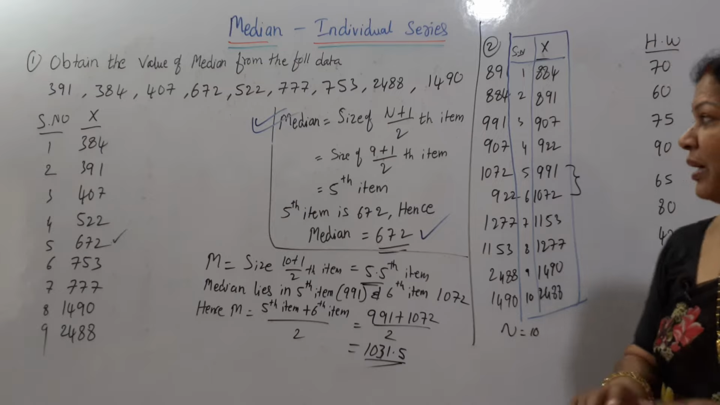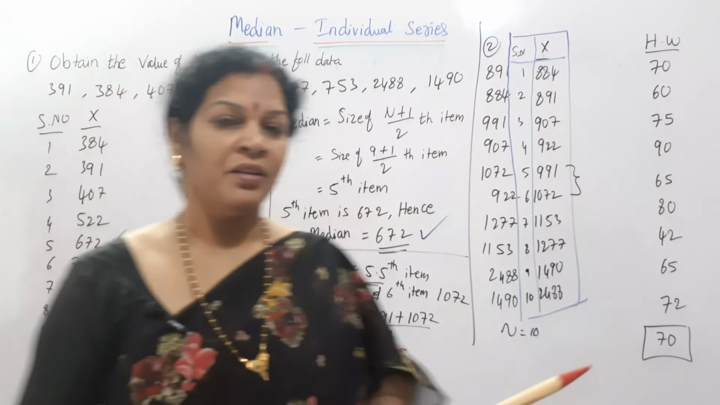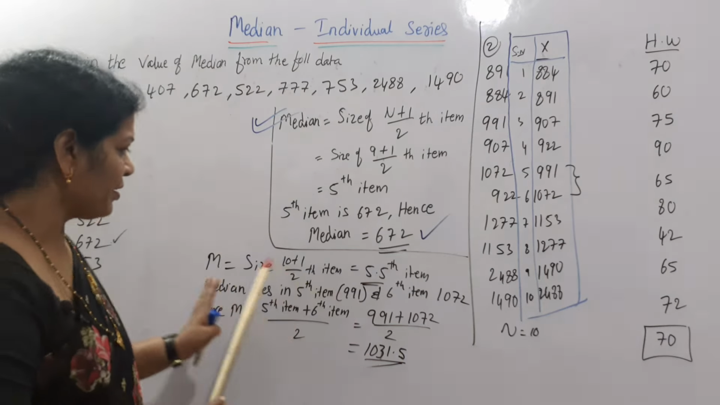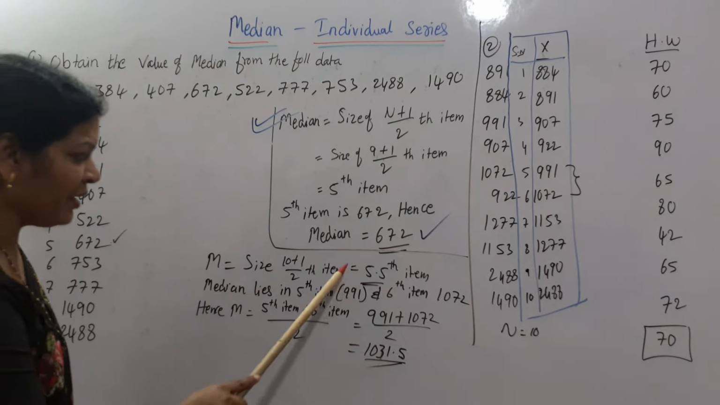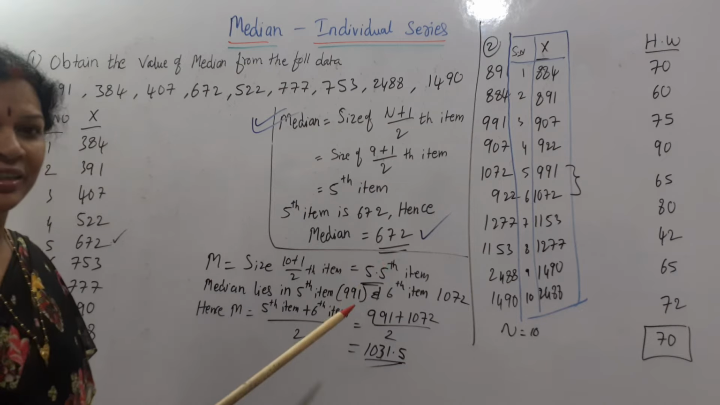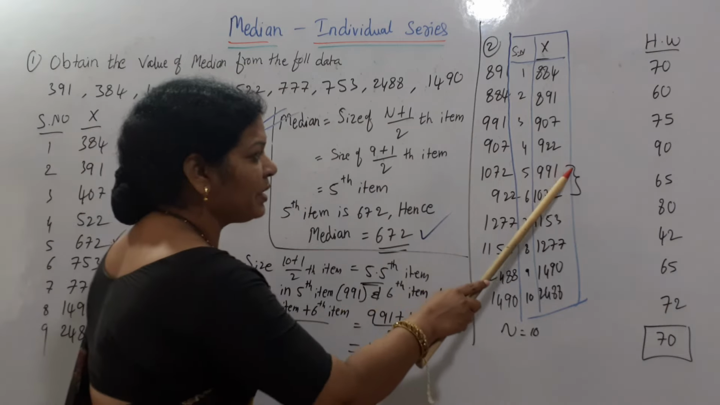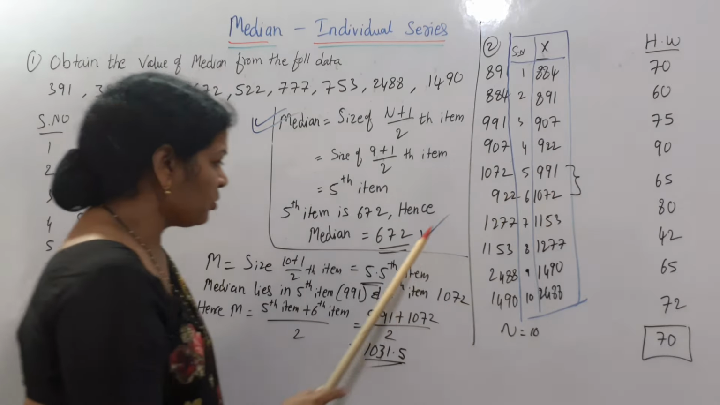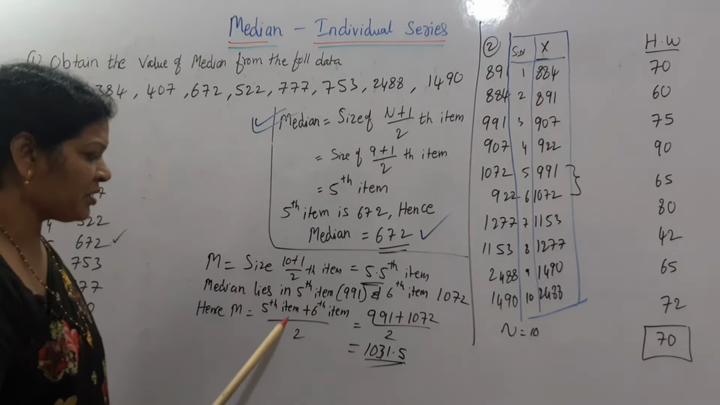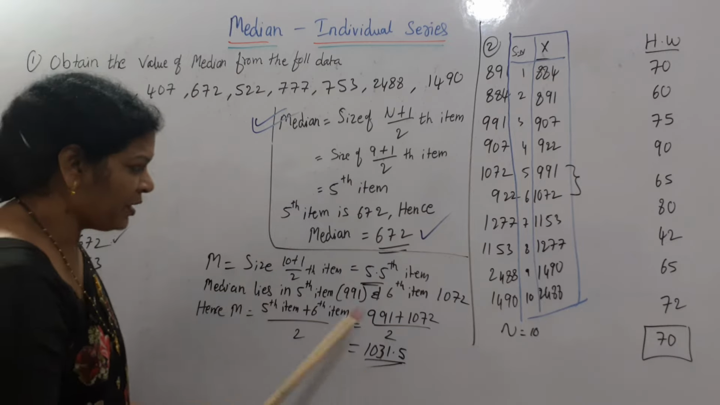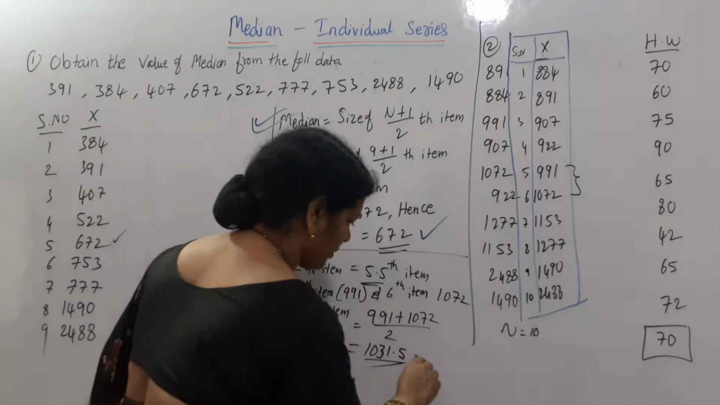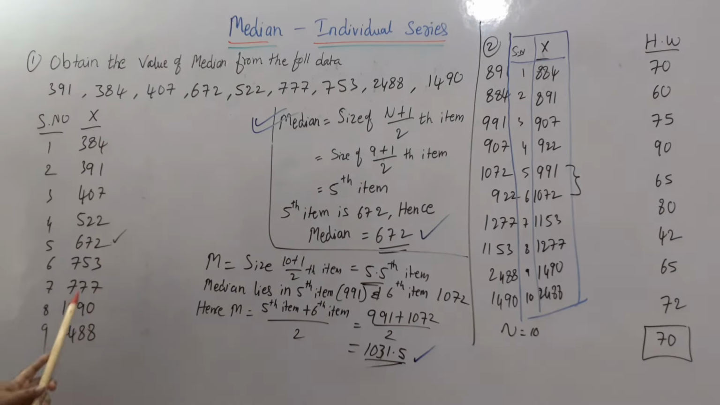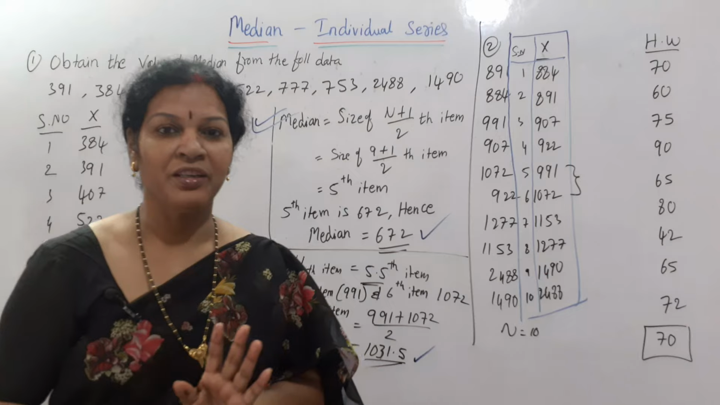In the second problem, I have taken even number. If it is even number, formula is same. Size of n plus 1 by 2th item. We are getting 5.5th item. 5.5 means it lies in between these two. Okay, in between these two. So if you calculate 5th item plus 6th item by 2, you will be getting this value, second problem. So this is in case of even number. Odd number, even number. Am I clear?